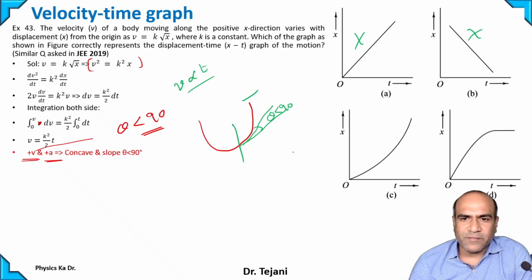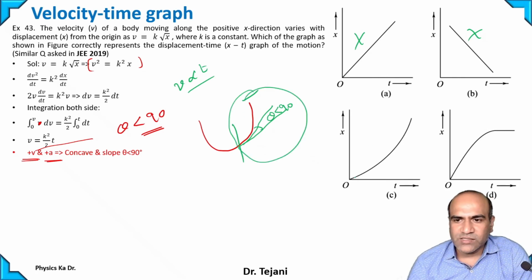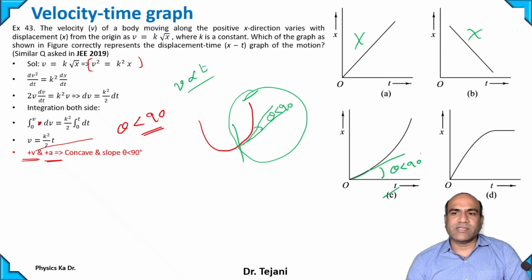For c and d, this is correct, we already checked. So this is the shape, yes, and this is theta less than 90 degrees, yes. So c is the correct answer.